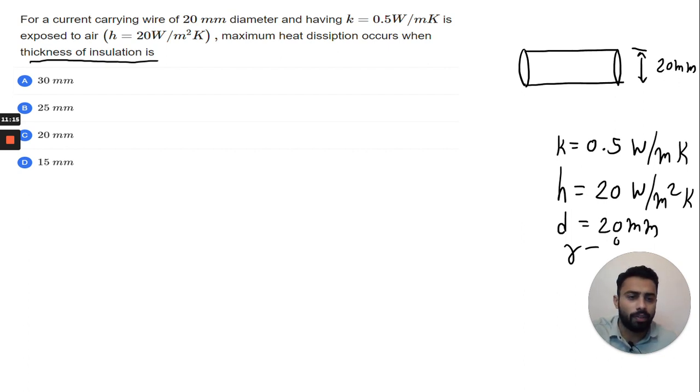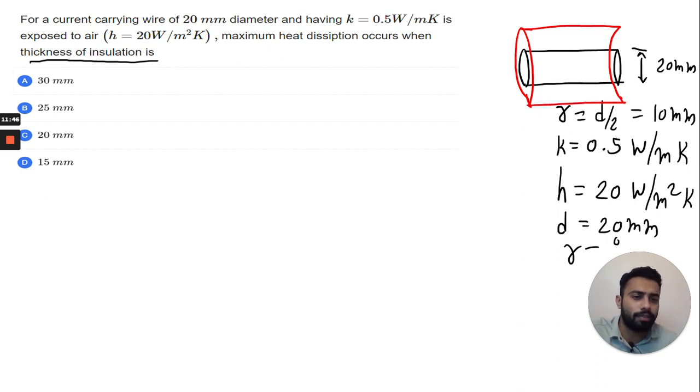Let me write the radius somewhere over here. Radius is D by 2, which means it's 10 mm. So what they have asked for is the thickness of insulation. This is the wire, which I drew in black color. Let me draw the insulation with the red color. This is the insulation added over the wire. You see that rubber coating on the wire? This is basically the insulation.